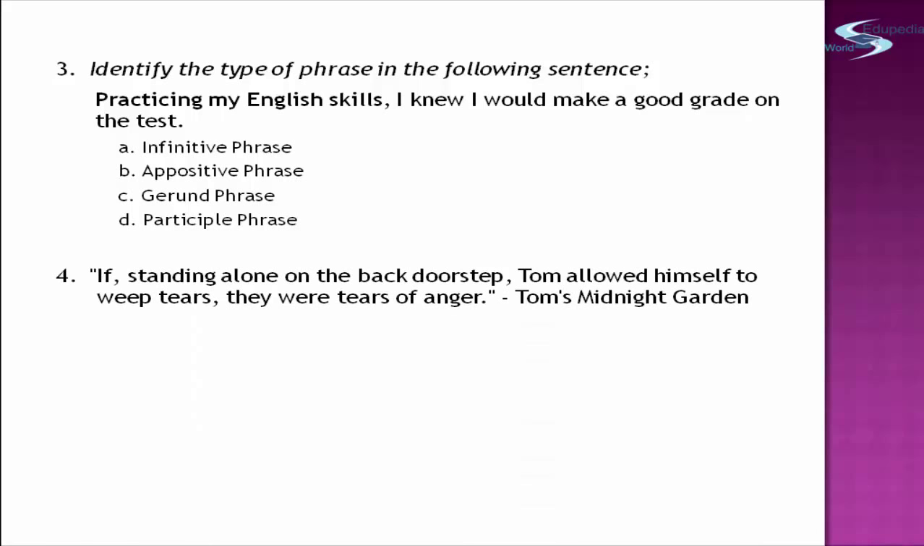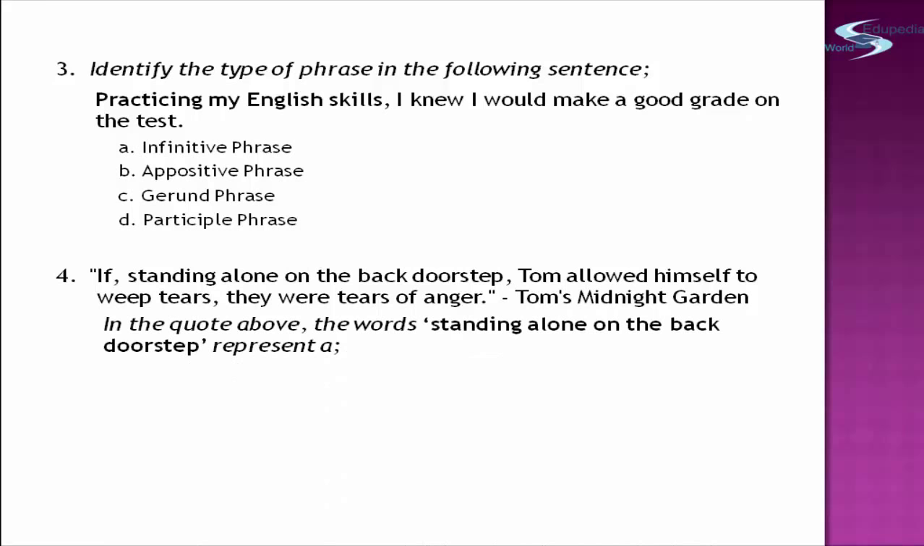Number 4. Standing alone on the back doorstep, Tom allowed himself to weep tears. They were tears of anger. This is taken from Tom's Midnight Garden. In the quote above, the words standing alone on the back doorstep represent A. Noun phrase. B. Verb phrase. C. Infinitive phrase. D. Participle phrase.